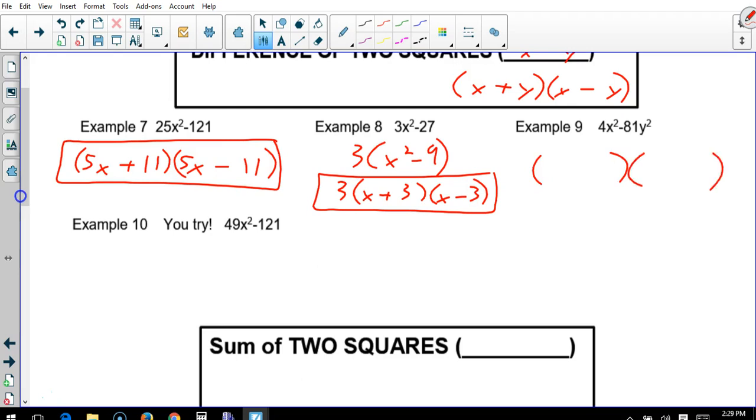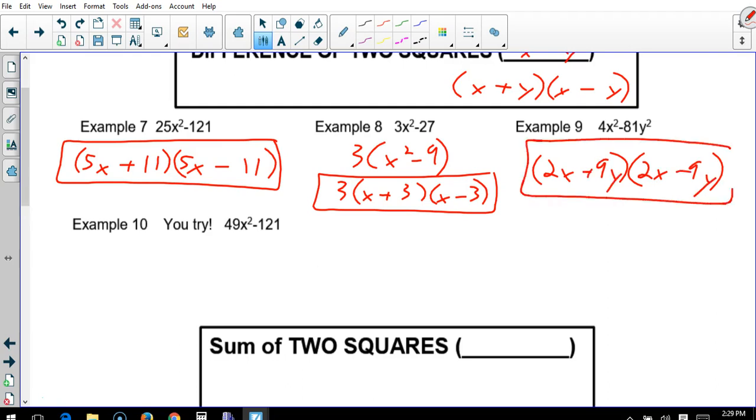This one's a little trickier because you got the extra y, but that's okay. Square root of 4, 2. Square root of x squared, x. Square root of 81, 9. Square root of y squared, y. 1 plus, 1 minus, that's it.